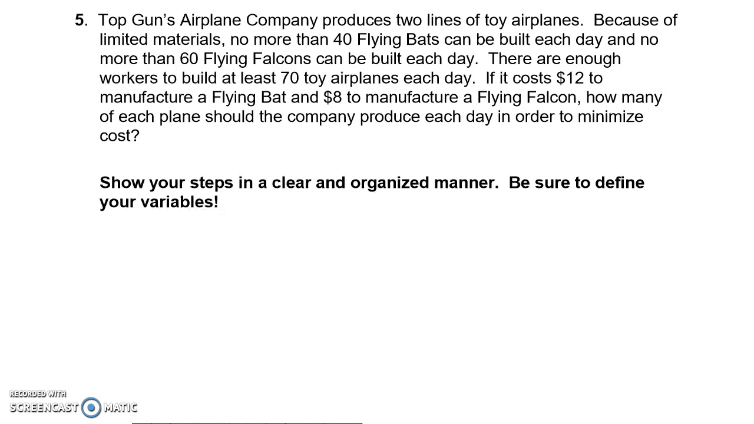They have no more than 40 flying bats that can be built each day, and no more than 60 flying falcons can be built each day. That is going to be key in writing our constraints. Also, there are enough workers to build at least 70 toy airplanes each day, so again, there's a constraint. It costs $12 to manufacture the flying bat, $8 to manufacture the flying falcon. How many of each plane should the company produce each day in order to minimize cost?